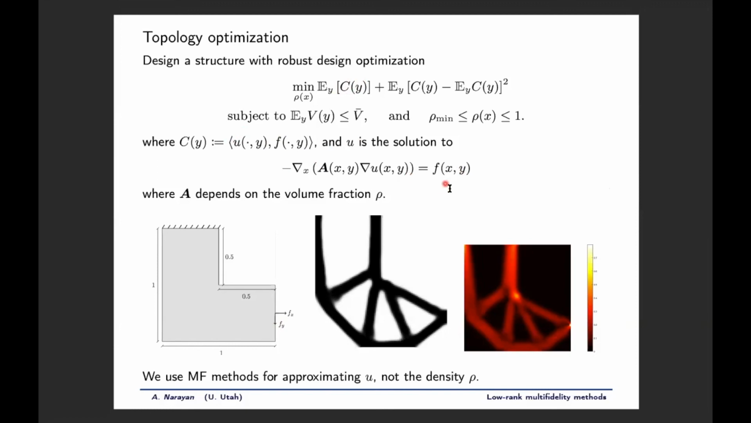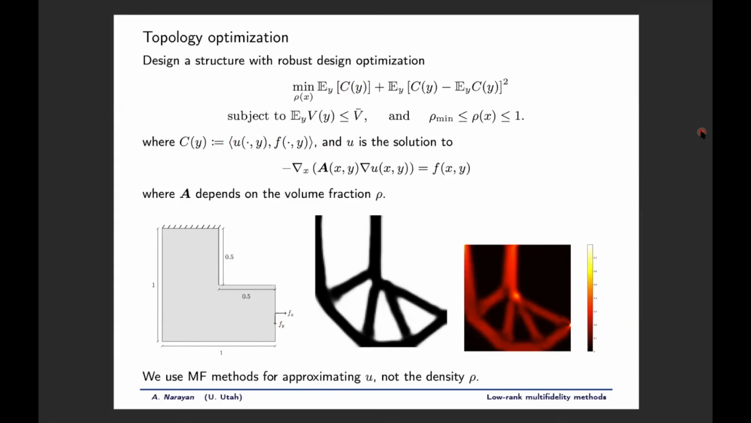Of course, you can imagine this is expensive, because to solve a design optimization problem, I have to do, for example, gradient descent. That requires me to evaluate the objective function a bunch of times. That requires me to evaluate a PDE a bunch of times. So instead, I'm just going to replace this PDE with my multi-fidelity approximation.